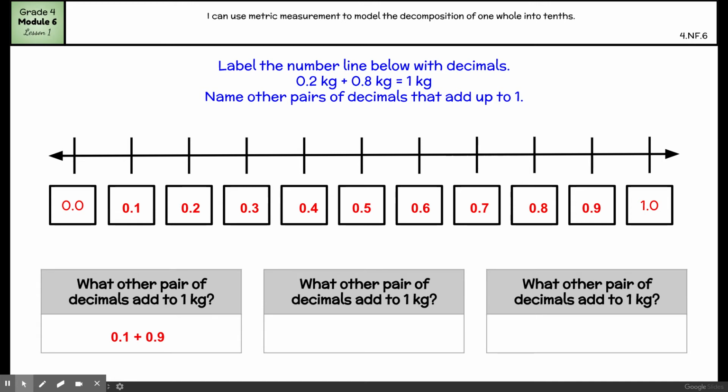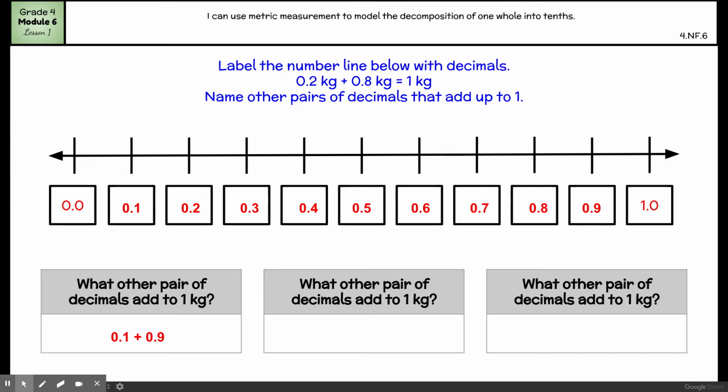Friends, can you think of 2 other pairs that you could add that we haven't done yet? So far we've done 2 tenths and 8 tenths, and now 1 tenth and 9 tenths. I want you to come up with 2 other ways to make 1 whole kilogram, and you're going to write them on your paper or your whiteboard, whatever you have handy in front of you, and then you're going to press play and check with me.